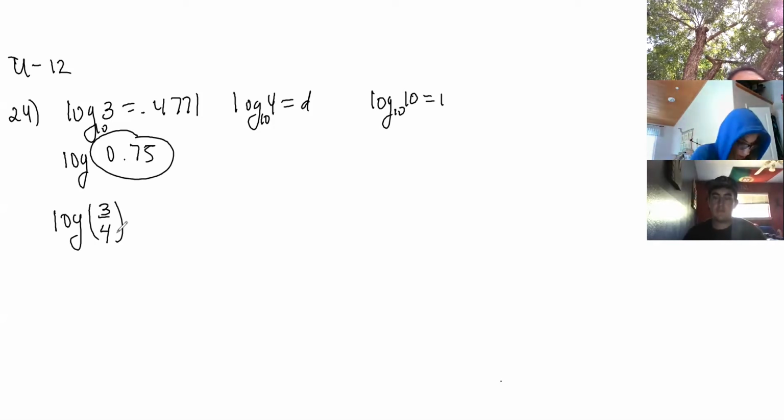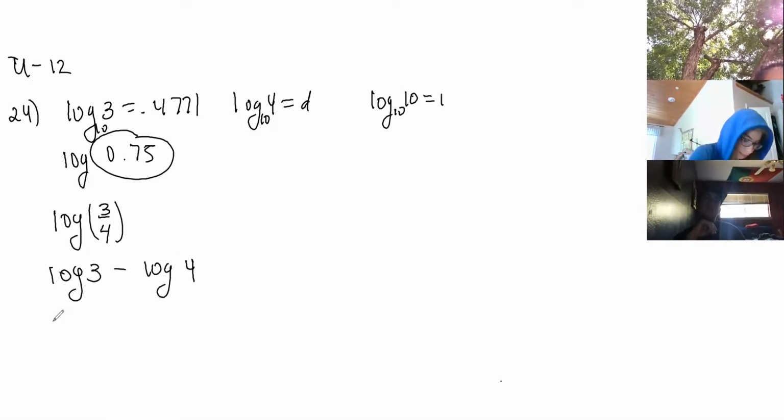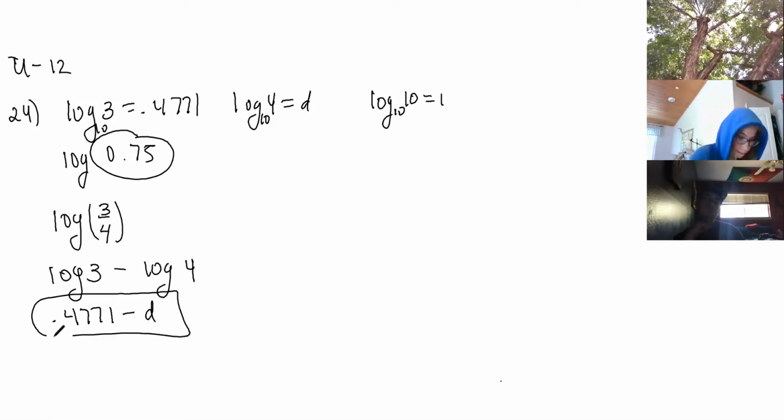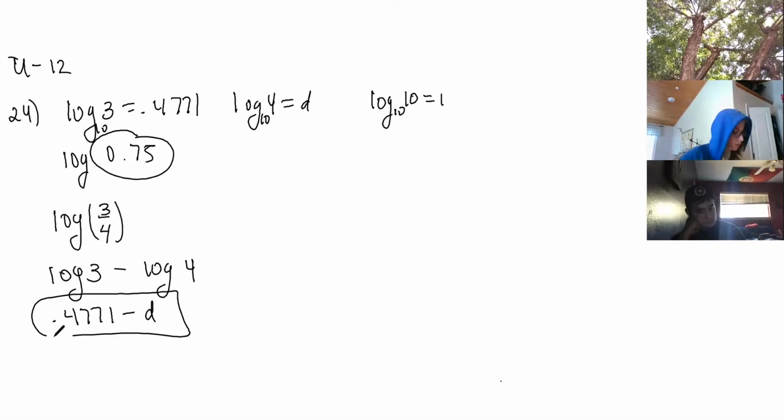I can't say I'm going to use 0.4771 over D. It doesn't work that way. I have to separate them. So would it be log of 3 minus log of 4? It sure would. Good job. So log of 3 is 0.4771 minus D. And since they're not like terms, that's how you would write your answer. Does that make sense?